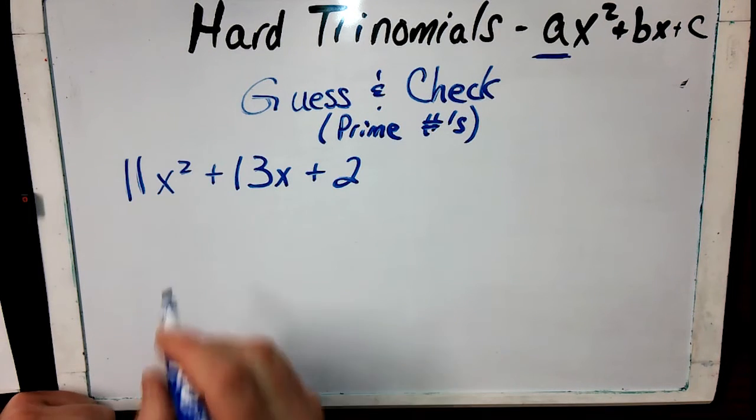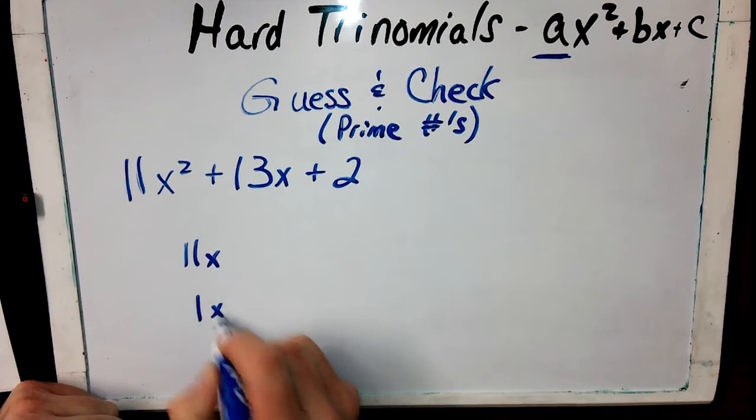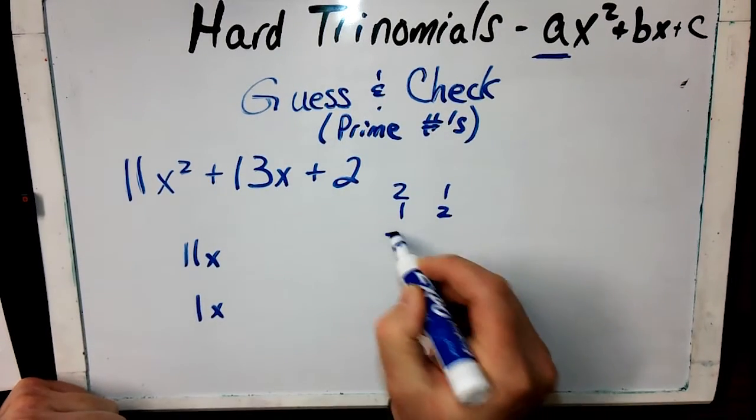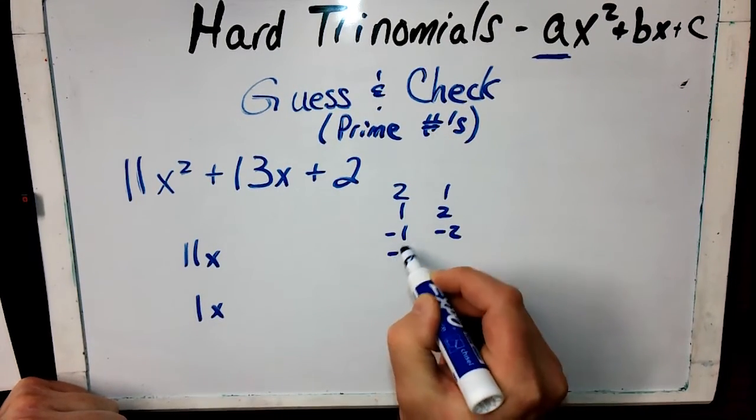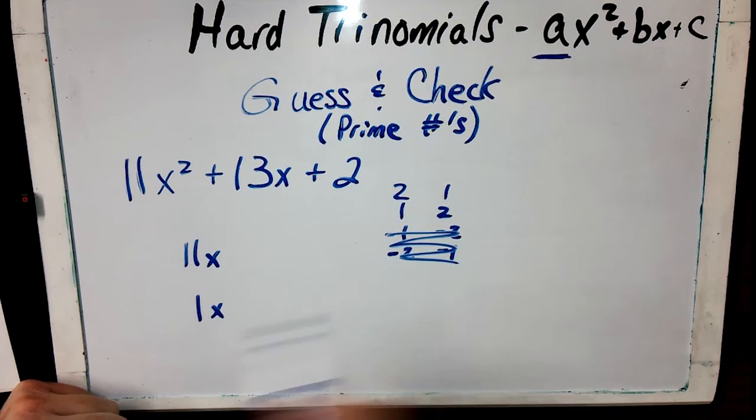Once you're done. So 11, it has to be 11x and 1x. 2, the nice thing about this one, because everything's positive, we don't even have to try the negative answers. We know it has to be positive on both.